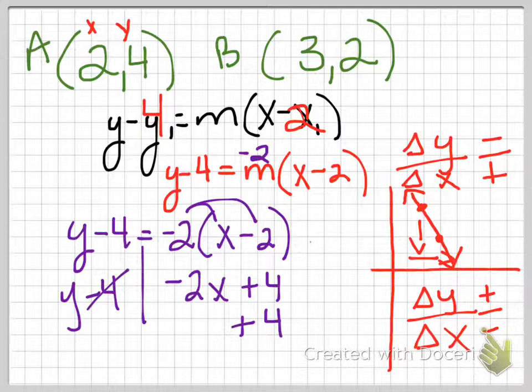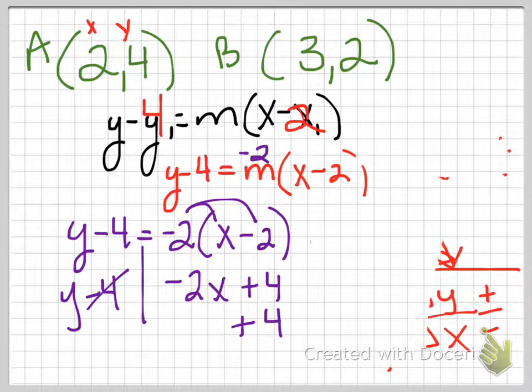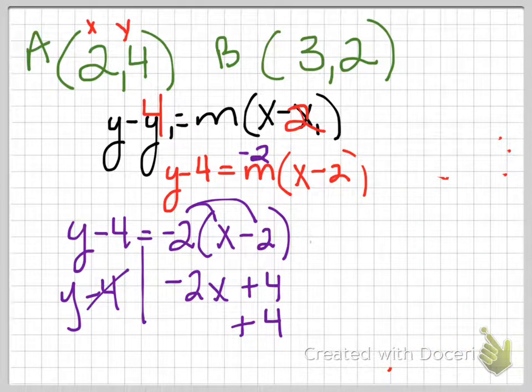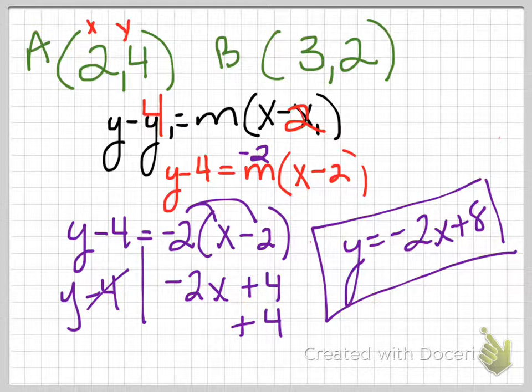I'm just going to come over here, clean a little space for myself so that I can write the answer. So once you get it in y equals form, it's the most popular form to write your answer in. That's why I'm writing it in y equals. We have y equals negative 2x plus 8. And that is what it would look like if it was graphed on a line.